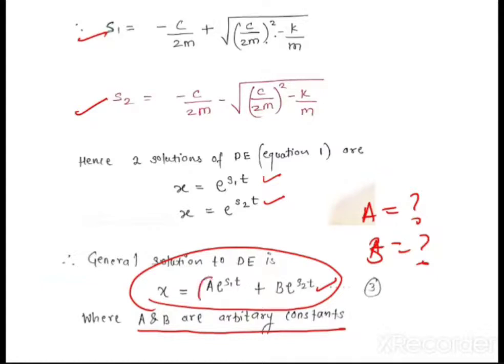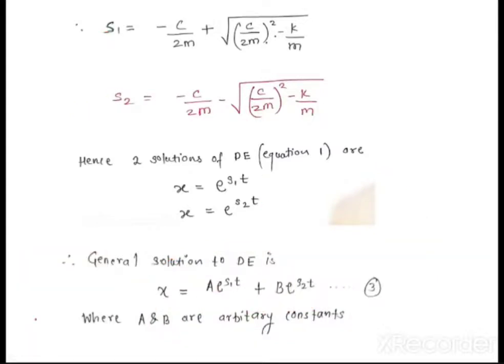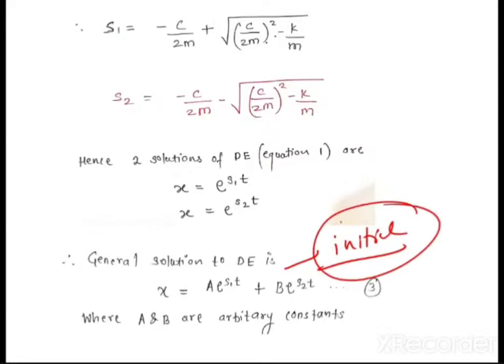Now my aim is to just find out A and B. So guys, do you by any chance know, have you already studied in mathematics, how you calculate this? How do you calculate this A and B? By assuming some initial conditions. So what are those initial conditions? We will understand that in the next lecture.